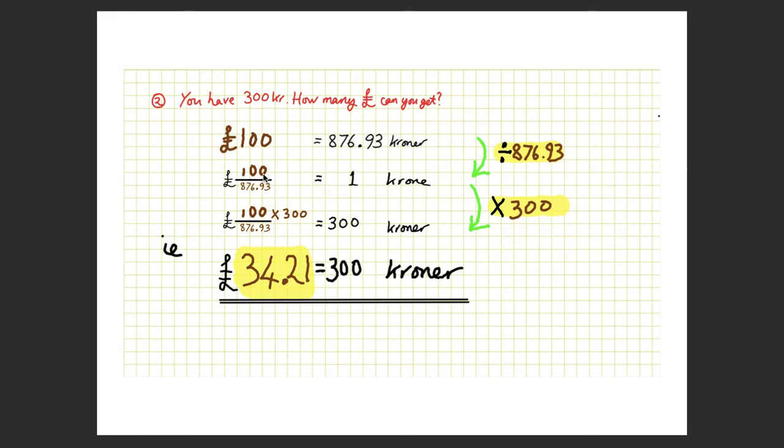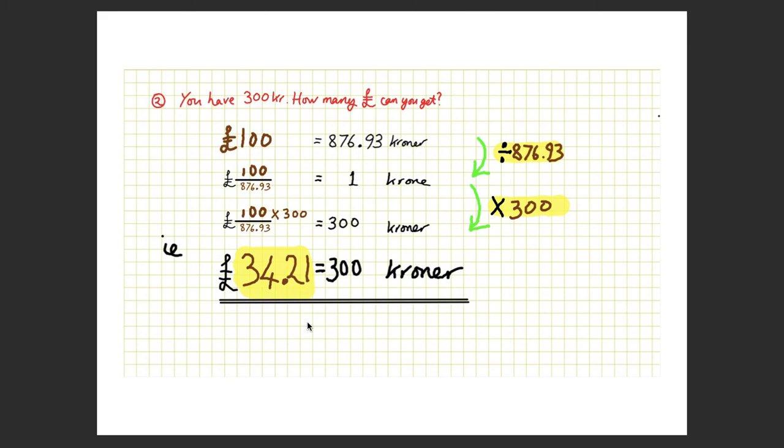So that tells me that 100 divided by 876.93 pounds is equal to 1 krona. But then I'd like to know what 300 krona is worth. So I multiply everything by 300 to get 300 krona is equal to the thing I had before times 300. And when you work all of that out, it comes to £34.21. So £34.21 is roughly equal to 300 krona.